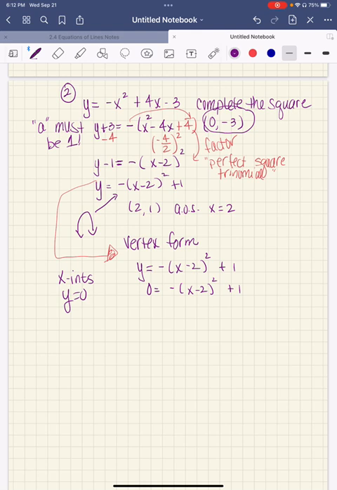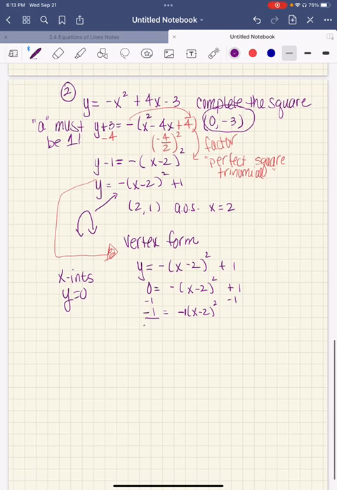Do not square root it yet. You have to isolate the squared quantity. So the first thing you need to do is subtract 1. Negative 1 equals negative (x minus 2) squared. Cannot distribute. This is the same thing as saying negative 1 times the quantity (x minus 2) squared, so I'm going to divide by negative 1, and you get 1 equals (x minus 2) squared.